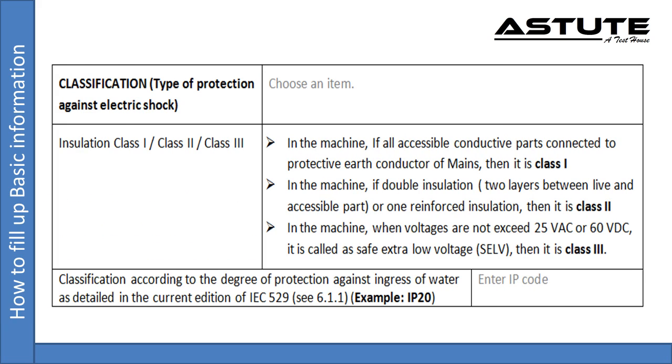In the machine, if all accessible conductive parts are connected to the protective earth conductor of mains, then it is class I. If the machine has double insulation, 2 layers between live and accessible part, or 1 reinforced insulation, then it is class II. When voltages do not exceed 25 VAC or 60 VDC, it is called safe extra low voltage, SELV. Then it is class III.